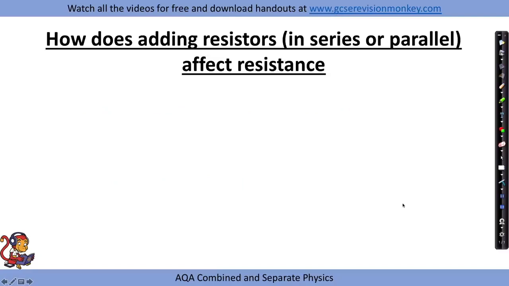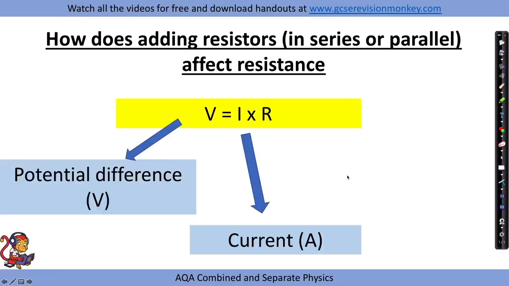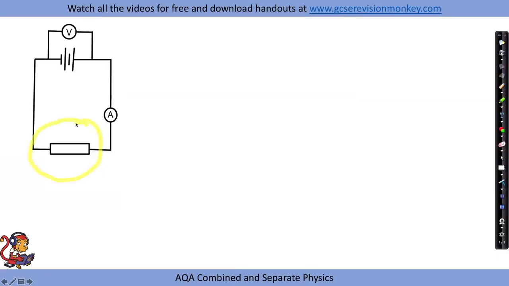In this required practical, you were asked to investigate how adding resistors in series circuits or parallel circuits affects the total resistance. For this practical, you also need to recall the equation V equals IR, whereby V stands for potential difference, I for current, and R for resistance. This here is the resistor. I've drawn a circuit here with 2 cells.